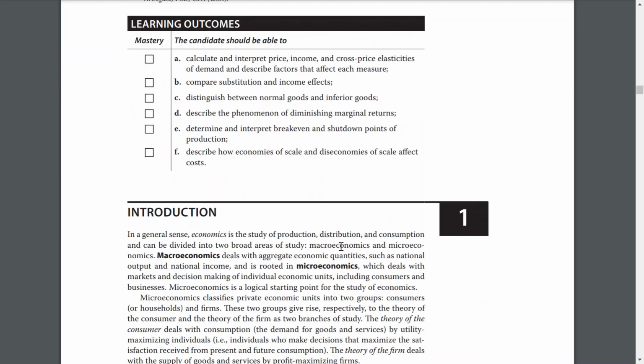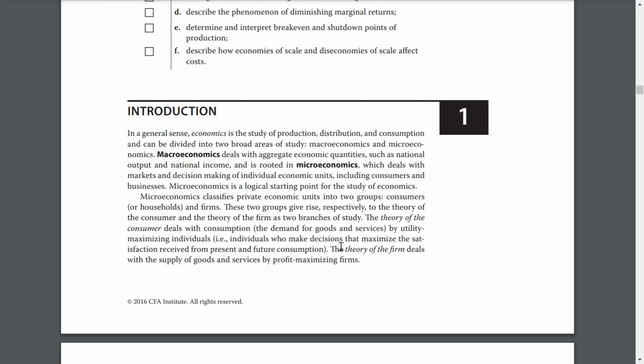Introduction. In a general sense, economics is the study of production, distribution, and consumption, and can be divided into 2 broad areas of study, macroeconomics and microeconomics. Macroeconomics deals with aggregate economic quantities, such as national output and national income, and is rooted in microeconomics, which deals with markets and decision making of individual economic units, including consumers and businesses.